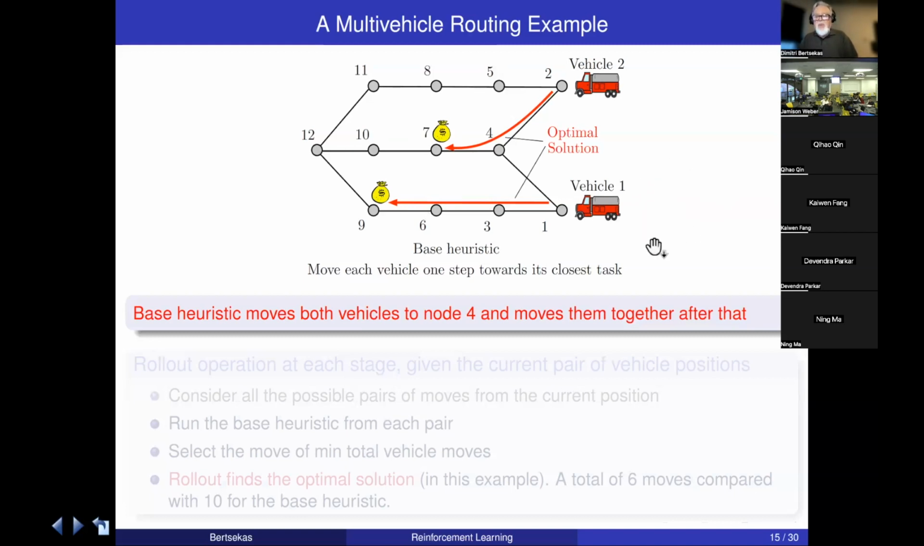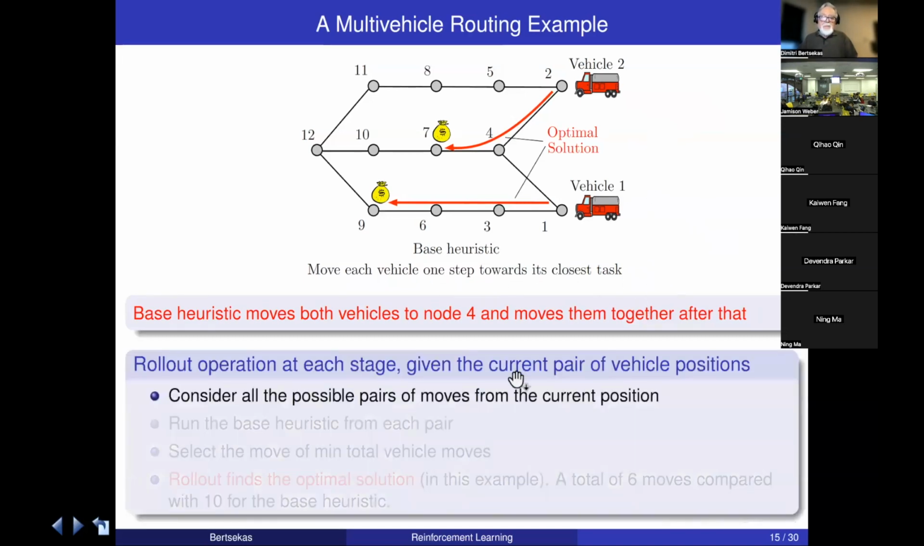And the reason for this is that the base heuristic does not involve any coordination between the vehicles. They don't tell each other what their moves are going to be. They just independently and selfishly move in the direction that their own calculation dictates. Now let's see how rollout will work using this as a base heuristic.